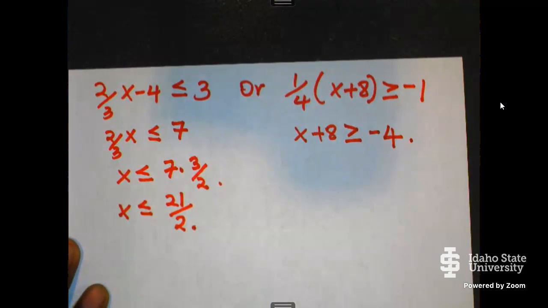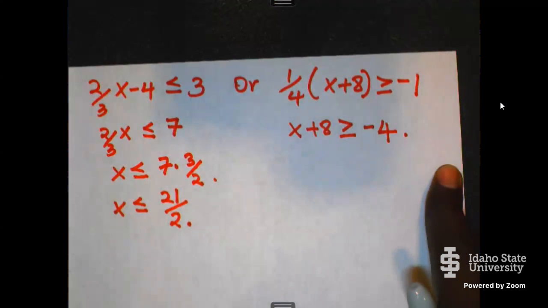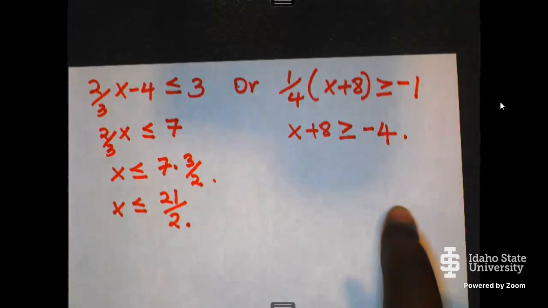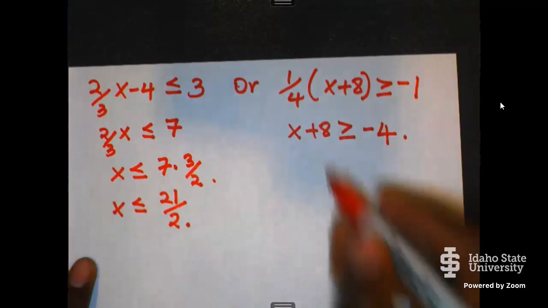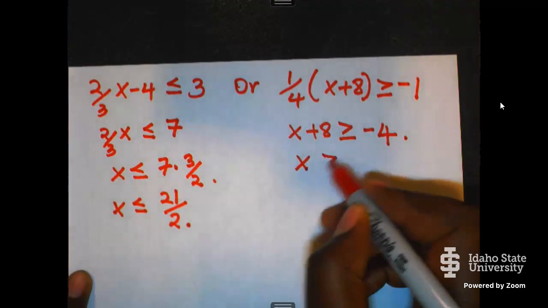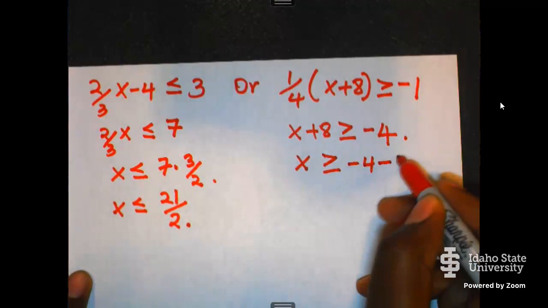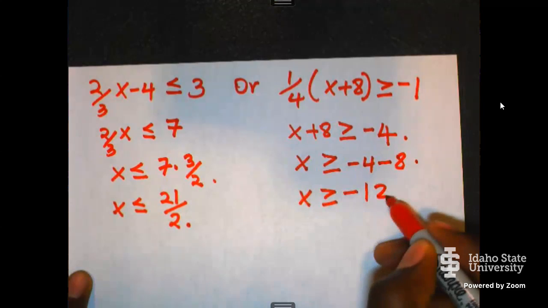Are we together? So you multiply by what? 4 over what? 1. Are we okay there? Are we together? Yeah. Okay. So then we take 8 to the other side. So x greater or equals to minus 4 minus 8. So x greater or equals to minus 12.